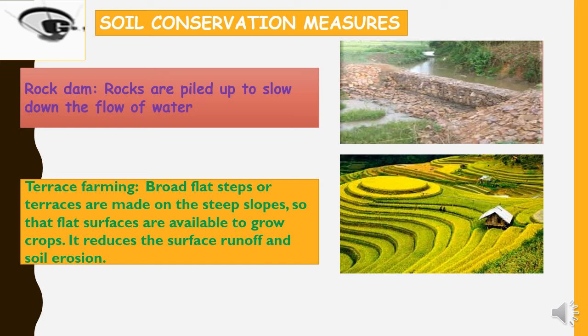The next method is terrace farming. It involves making terraces or steps on a hill or a mountain by cutting into the side of the hill or mountain. Since the land is made flat, it reduces surface runoff, thereby preventing soil erosion. It also facilitates the absorption of water into the soil.